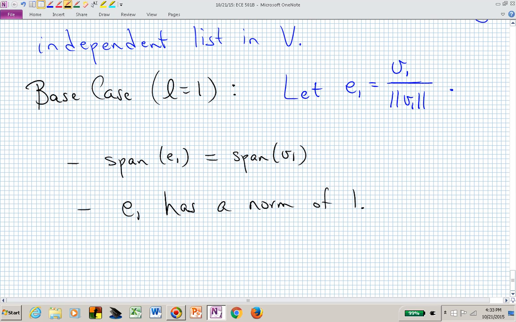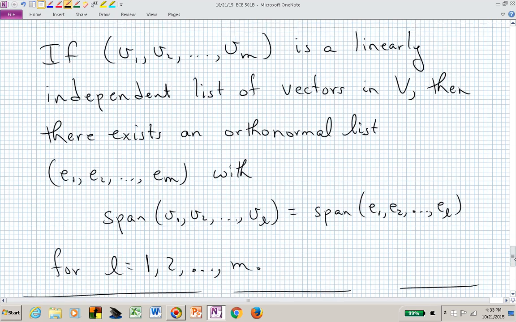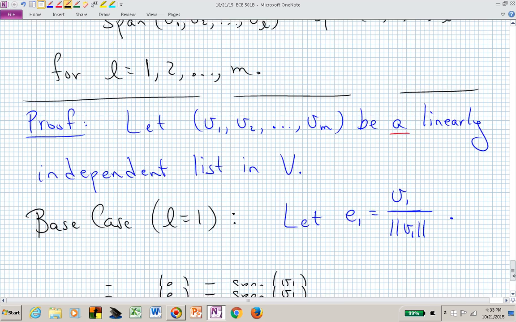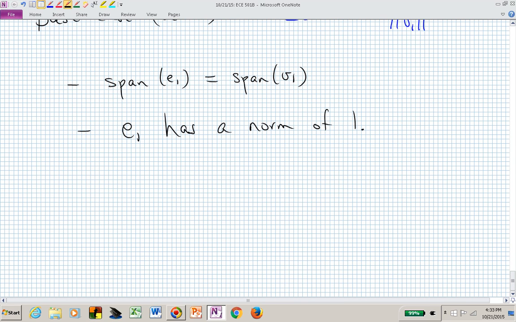And that then verifies the base case. For the base case, we would need to show that this span relationship is true for L equal 1, and we just did. The span of V1 is equal to the span of E1. In an inductive proof, we now can assume that it's true for all the remaining L's up to, let's say, J, or some M in this case. Continue by induction.